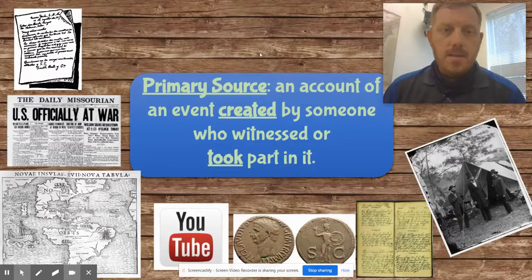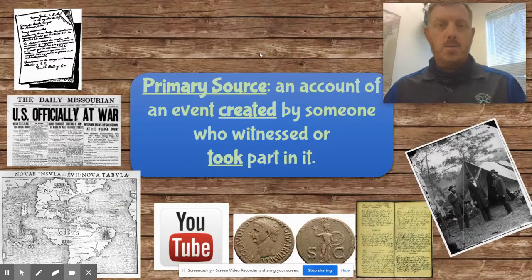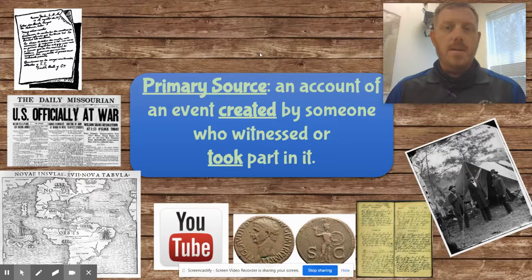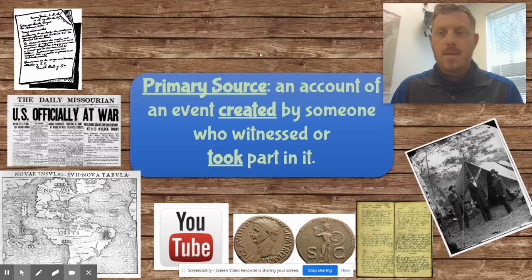Hey guys, so now we're going to look at the difference between primary and secondary sources. Primary sources are accounts of an event created by someone who witnessed or took part in it. So that could be a speech, that could be a map drawn by someone who was actually there on the ground witnessing the land, or traveling in a ship drawing maps. That could be photographs. It could be diary entries, journal entries, letters written to people.